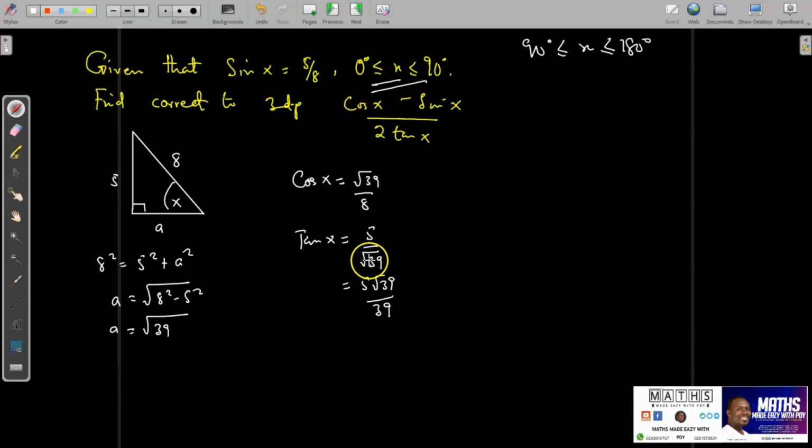So it won't come automatically. You have to negate it yourself, because from the question they've given you a range whereby the angle lies. And you should know that the trig ratios behave differently within respective quadrants.